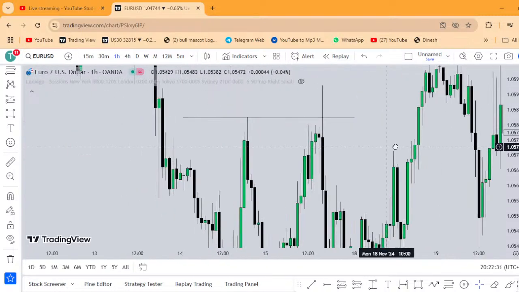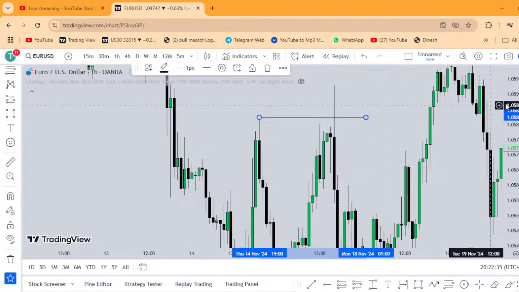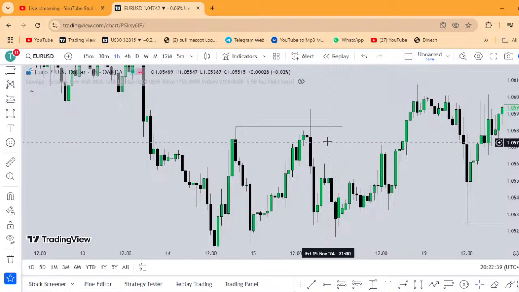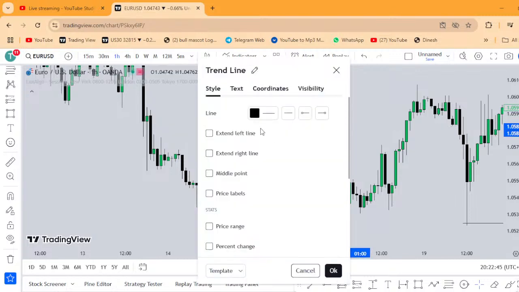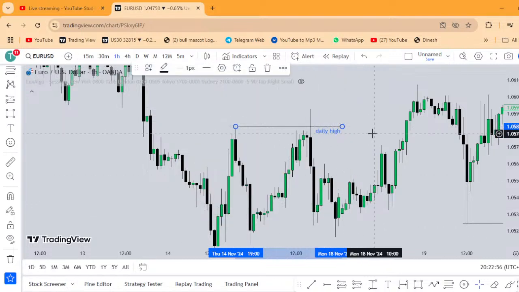So price finally swept this high, and let me make it clearer here. Price finally swept that day's high. Now we want to ask ourselves which kind of liquidity has been swept, because this is major liquidity. Major liquidity normally gives you the trend. So this is the daily high. Since price swept a daily high, we now want to ask ourselves, what else?